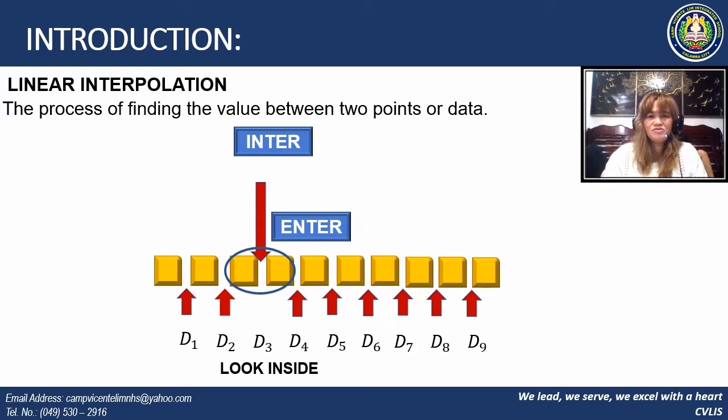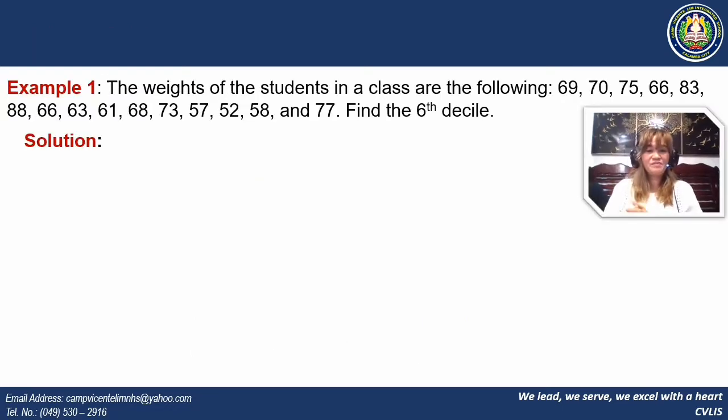Moving on to how the linear interpolation is processed. For example number 1, we need to find the 6th decile of the weights of the students in a class, which are given as follows: 69, 70, 75, 66, 83, 88, 66, 63, 61, 68, 73, 57, 52, 58, and 77. Under the solution, we have 5 steps to be followed.